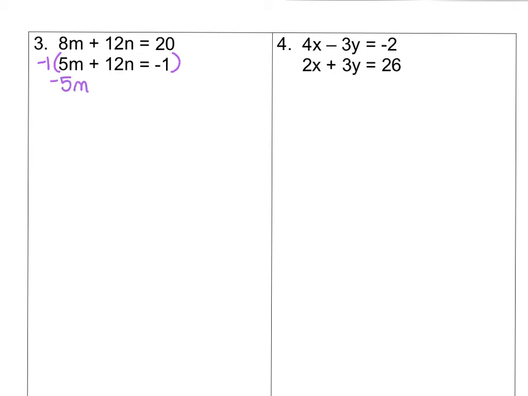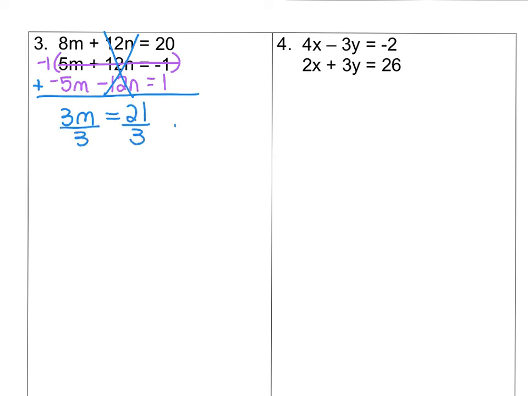That becomes -5m minus 12n. And then a negative times a negative makes a positive 1. So I'm not going to look at this one anymore. I am going to add my other two equations together. So 8 minus 5m is 3m. My 12s are going to cancel out. 3m equals 21. So we can see that m equals 7.